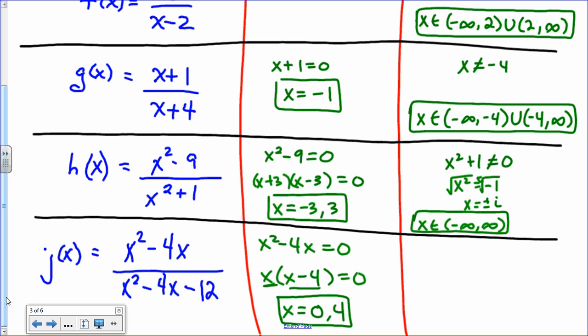Okay. The denominator, so I know that x squared minus 4x minus 12 can't equal 0.